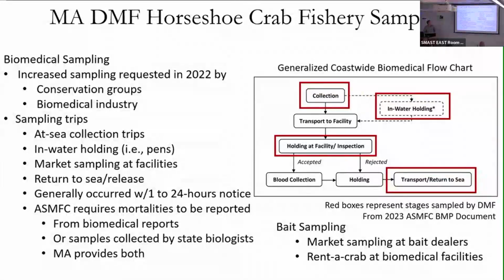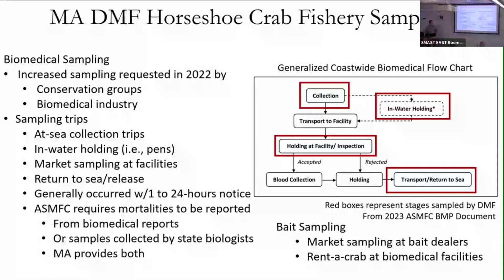So we're doing it. For sampling trips, we're at sea on their boats during collection trips. They're harvesting for biomedical. We're on those boats. For in-water holding systems, the pens, when they're holding the crabs, we're inspecting those. We've been doing market sampling since about 2000. We continue to do that. We're also on the boats when they return the crabs to sea to release them. They get about 1 to 24 hours of notice. And ASMFC requires mortality to be reported. Usually it's from biomedical reports. We also collect data as state biologists. We provide both to ASMFC.